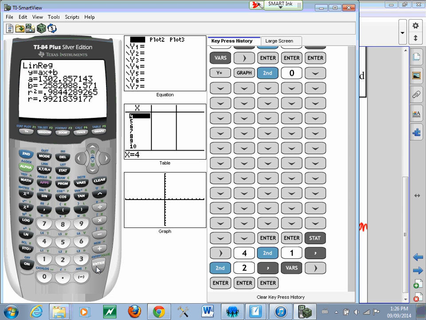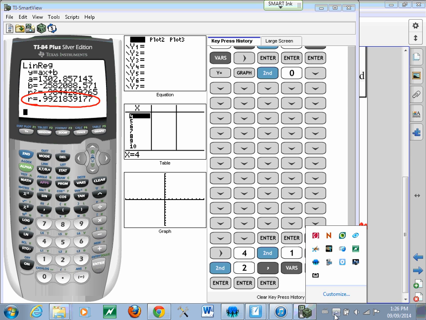I'll highlight it up here. See this R value right here, ladies and gentlemen? 0.99. That's very, very strong correlation. So that is going to tell you that, first of all, it's positive and it's very, very strong.